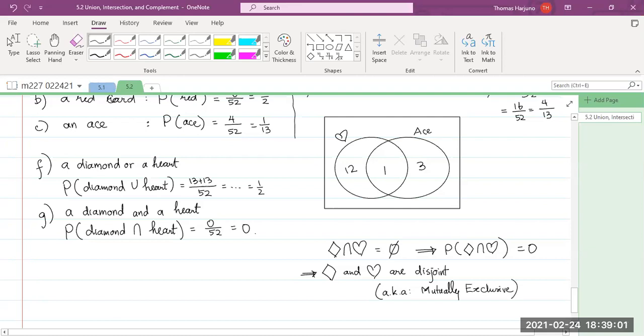Which simply means they cannot happen at the same time. Okay, they cannot happen at the same time. Just like a traffic light, red light and green light are disjoint events. They cannot happen at the same time. I mean, one way to know that your traffic light is broken is that it happens at the same time. You see green light and red light on at the same time.